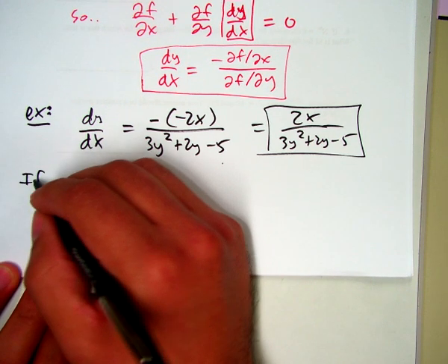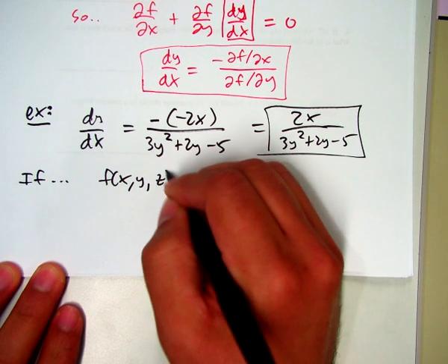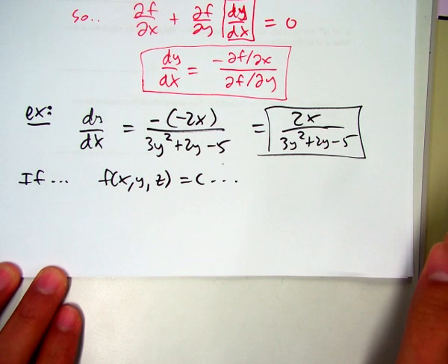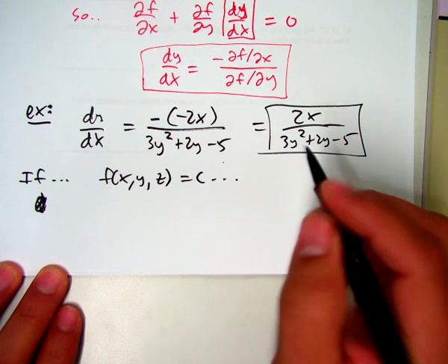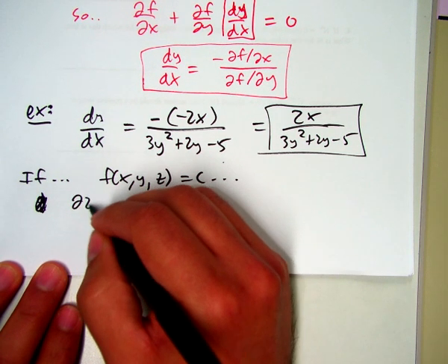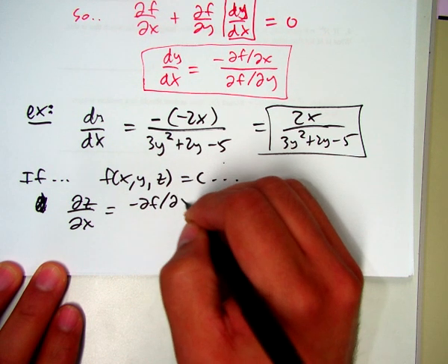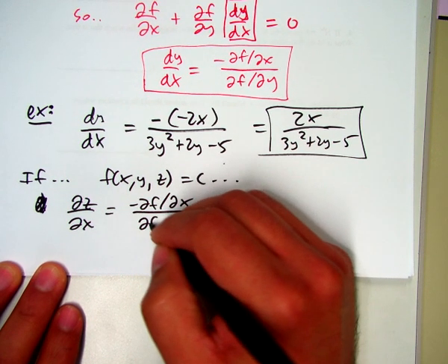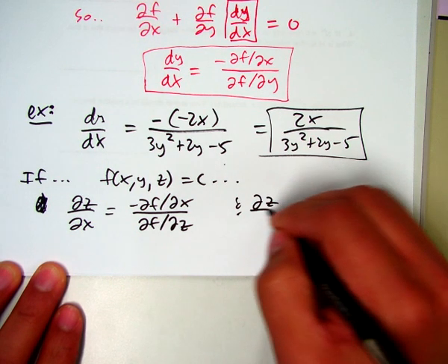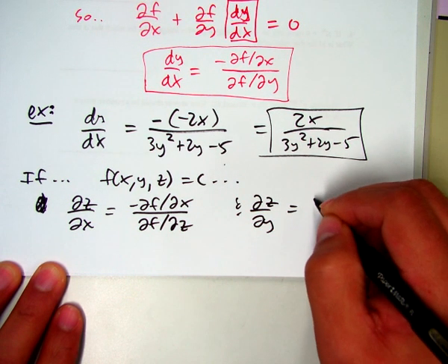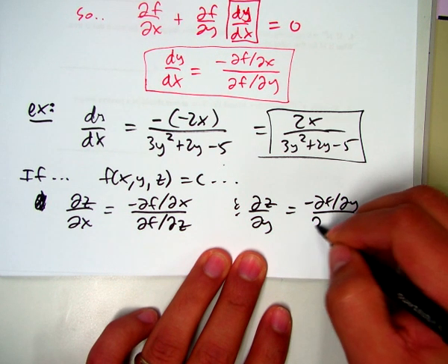If we have a function in terms of 3 variables, the ideas are similar. Here are their formulas. Partial z, partial x will be minus partial f, partial x over partial f, partial z. Partial z, partial y will be minus partial f, partial y over partial f, partial z.